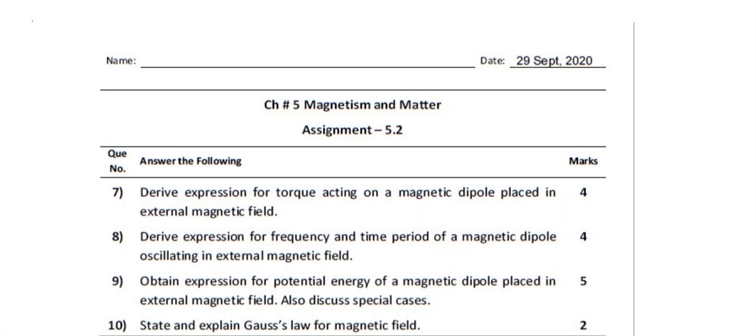Today we will discuss torque acting on a dipole, that is the very first question of assignment 5.2, and using it we will derive the expression for frequency and time period of oscillation for any magnetic dipole placed in an external magnetic field. In the next session we'll talk about magnetic potential energy, and then we'll have Gauss's law for magnetic field. So let us start with the seventh question of today's assignment 5.2.